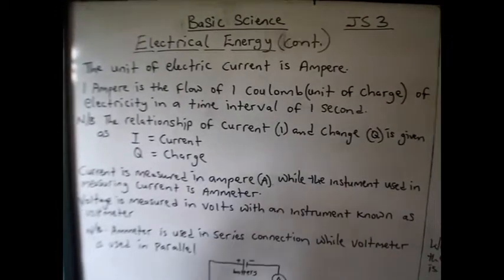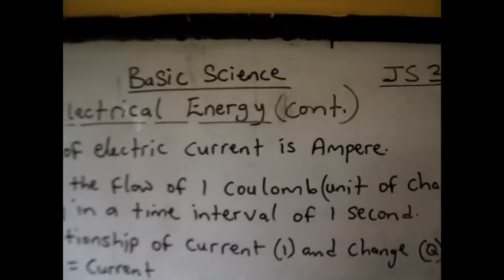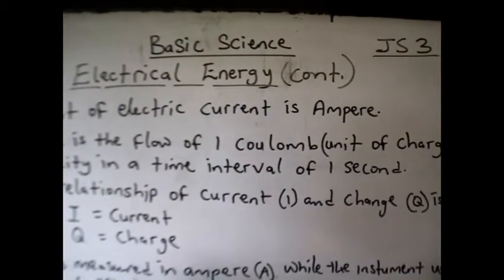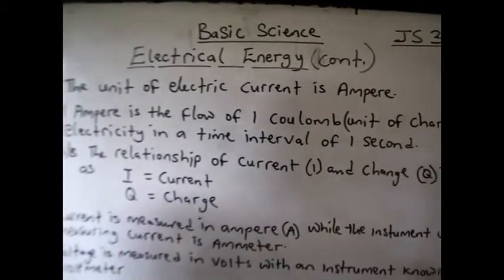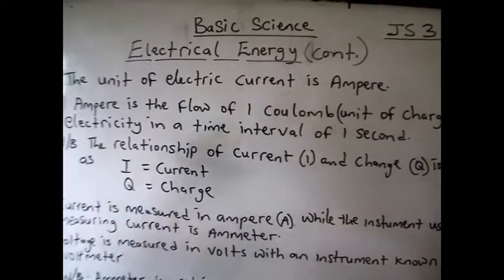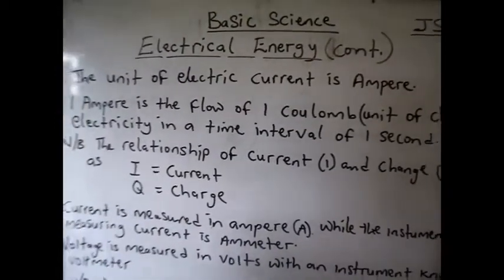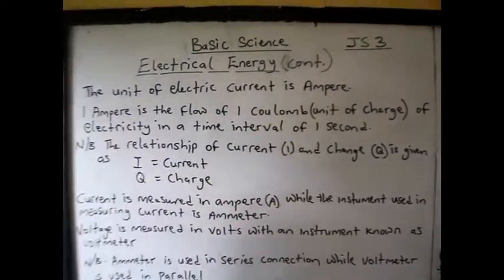All right, welcome to another basic science class. We started with electrical energy. I told you that electrical energy is gotten due to the flow of current. So today we want to continue from where we stopped, and I'm going to present to you some units and some symbols that will help you understand electricity.